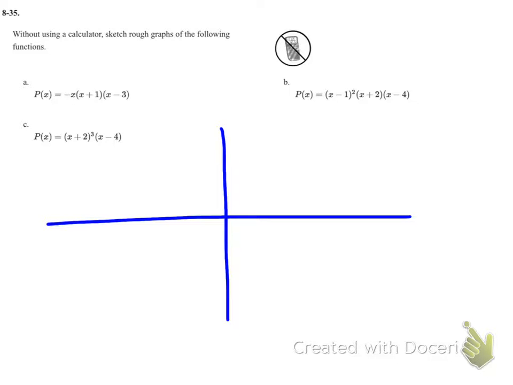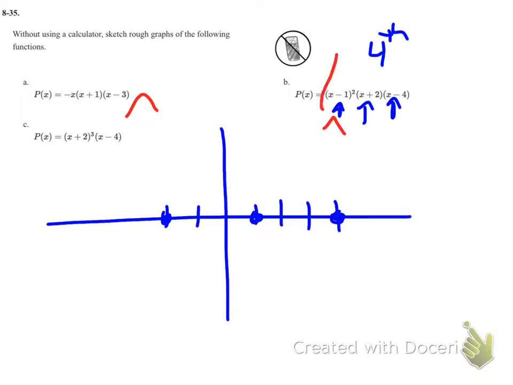Okay, so for problem B, it is going to be a 4th degree. Intercepts at 1, -2, and +4. 4th degree means my arrows are in the same direction. Positive orientation means my arrows are both going to be up. It is going to bounce at this one. So at this point right here, it will bounce because it is squared. So it's going to go through, bounce, and through.